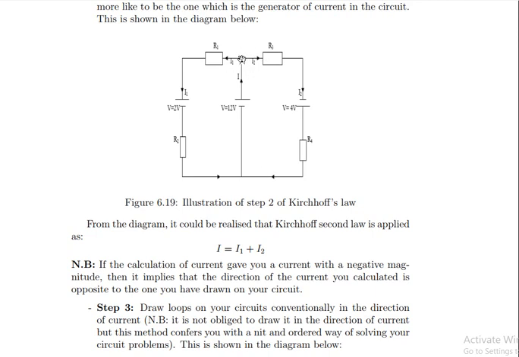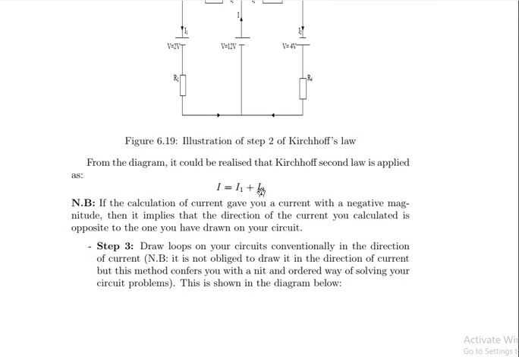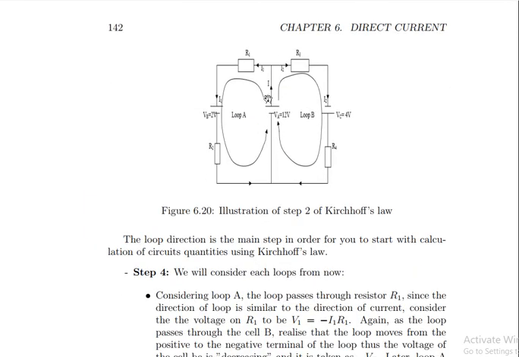At the junction, the current is going to split into the different parts of the circuit. So I is equal to I1 plus I2. In step 3, you are required to draw loops, and the loops must be in the direction of current. Conventionally, by this book, loops are in the direction of current.